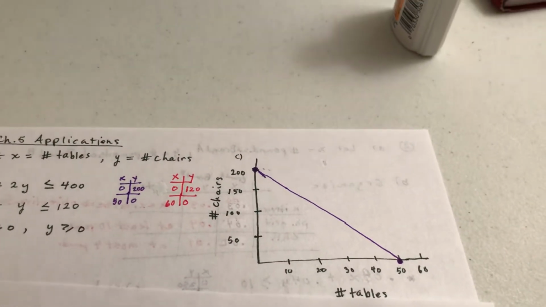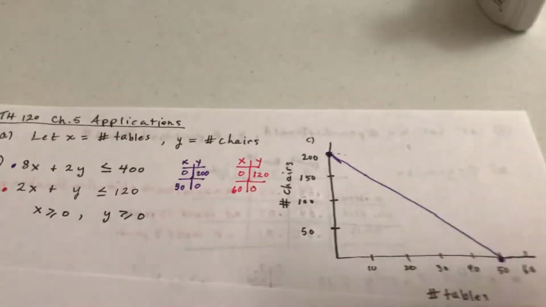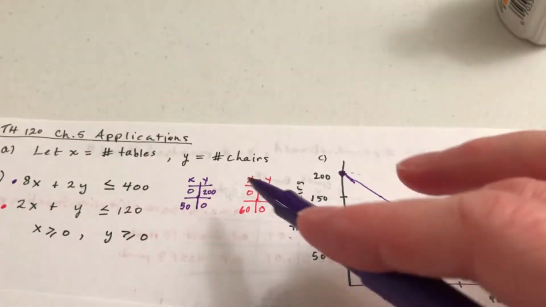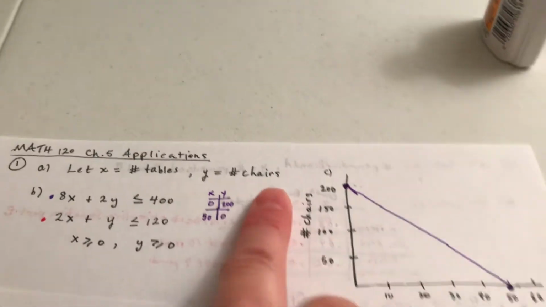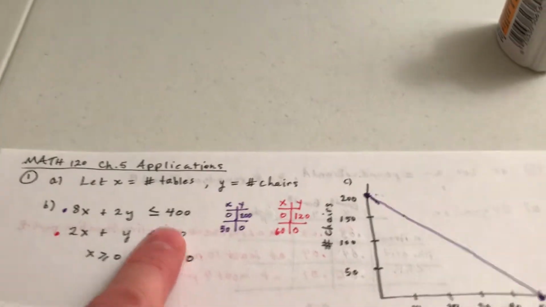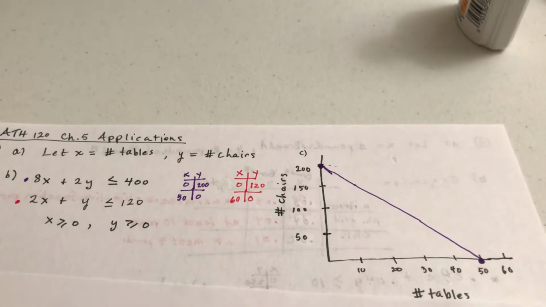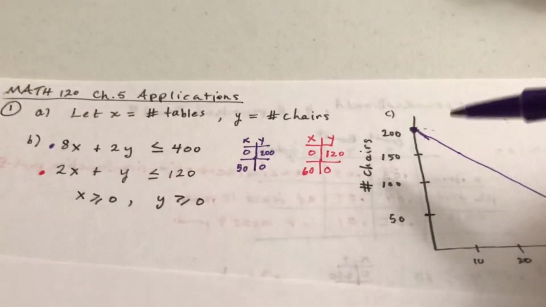Now we have to decide which side to shade on. So when you do these by hand, do them one at a time. Pretend like the other line is not there. We're just focusing on the purple line. In Math Excel, you have to actually graph both lines and then do the shading in the end.